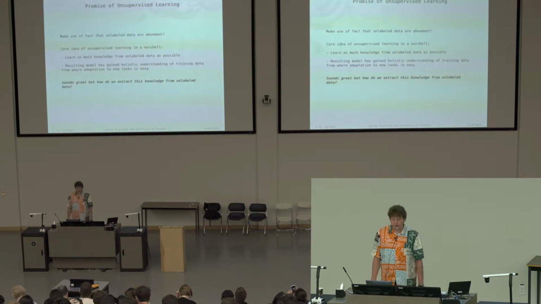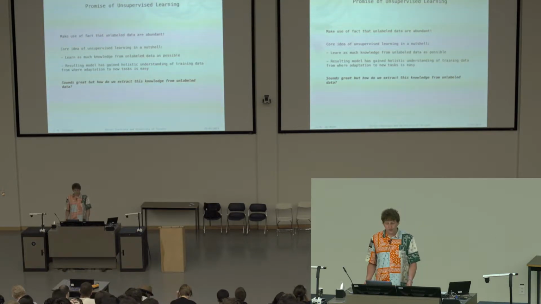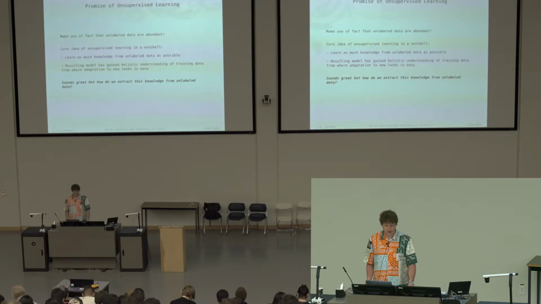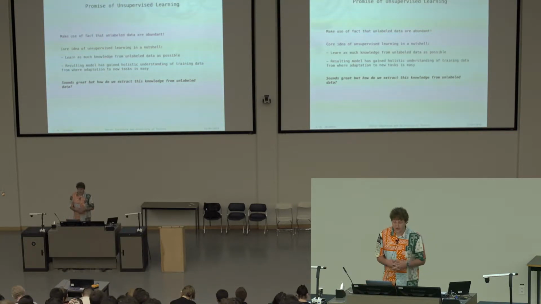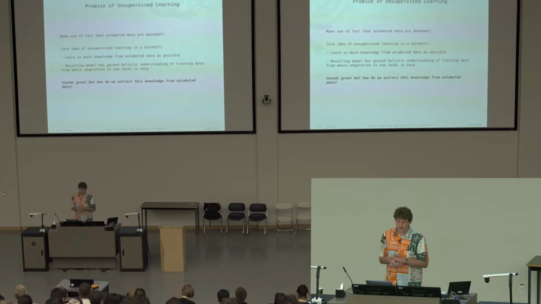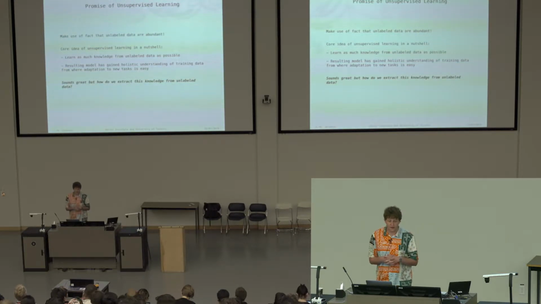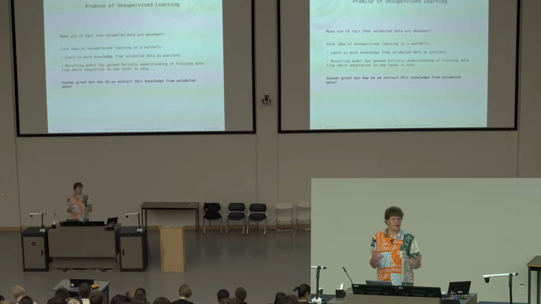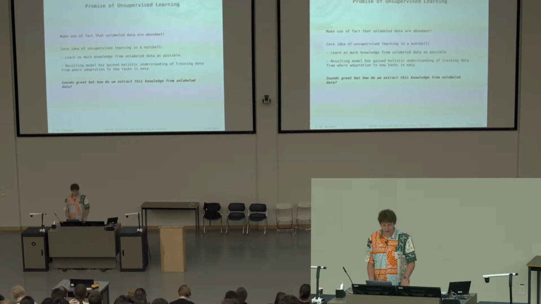So the promise of unsupervised learning is that we want to make use of the fact that unlabeled data are abundant. And the core idea of unsupervised learning in a nutshell is that we want to learn as much knowledge from the unlabeled data as possible. Once we have trained a model that knows a lot about our data, this resulting model has gained a holistic understanding of the training data. And we can use that model to adapt to downstream tasks or get summary statistics of our data and so on. That sounds great, but how do we extract this knowledge from unlabeled data? That's essentially one of the major questions here.